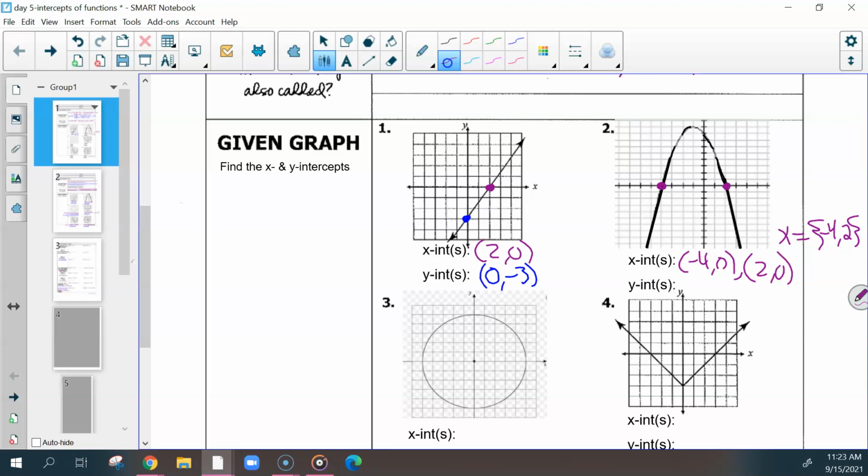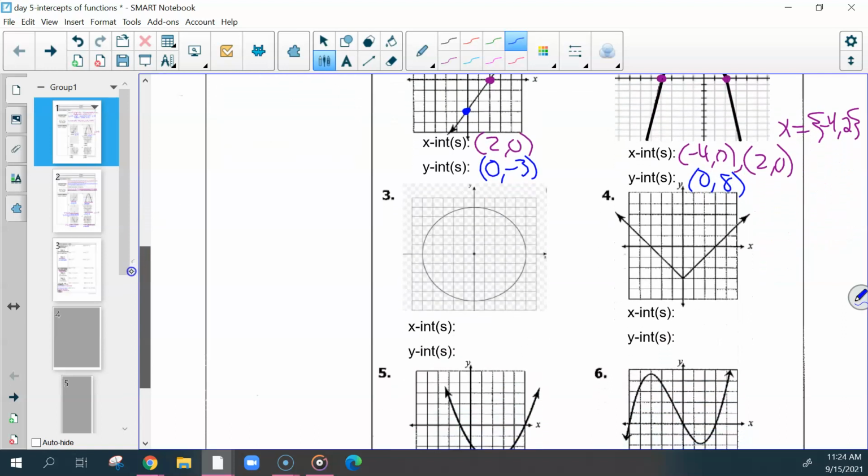What is the y-intercept? 8. So (0, 8). We're going to do one more of these together, then I want you to try some on your own. I'm going to jump down to number 6.